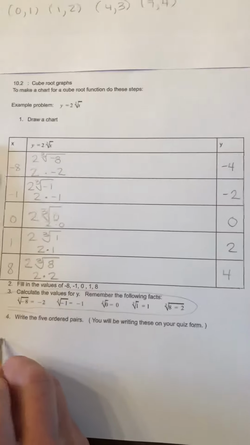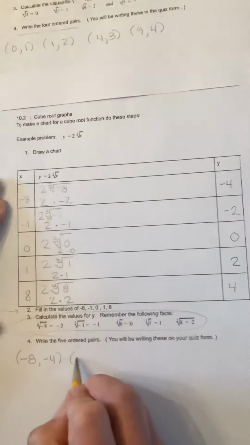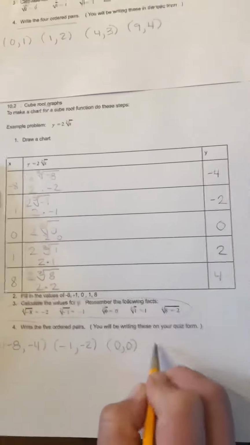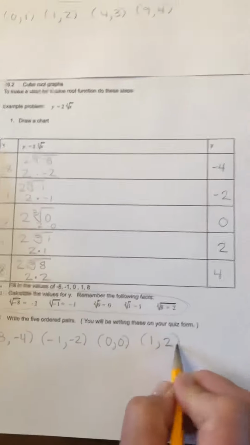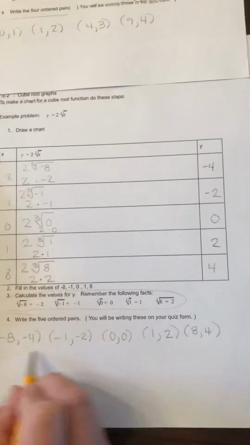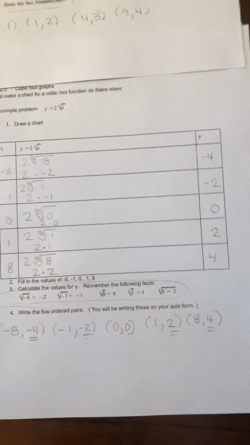So then you write your 5 ordered pairs. It's -8, comma, -4; -1, comma, -2; 0, 0; 1, 2; and finally 8, 4. And you'll type those into that Google form. So remember, there's a pattern: -4, -2, 0, +2, +4. So hopefully that'll help you.